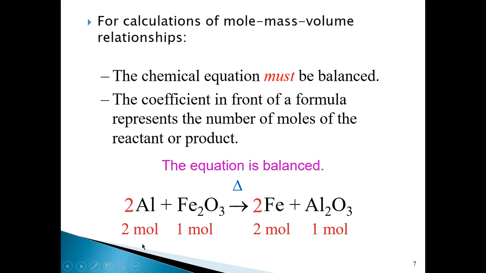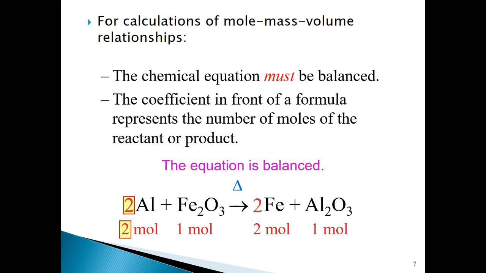In other words, you can say, based on this equation, based on the coefficients that are present before the different substances, that 2 moles of aluminum will react with 1 mole of iron(III) oxide to form 2 moles of iron and 1 mole of aluminum oxide. All right, and it is that relationship that we exploit whenever we're doing calculations involving stoichiometry.